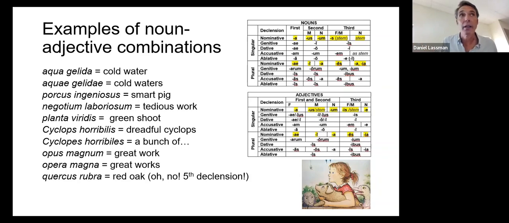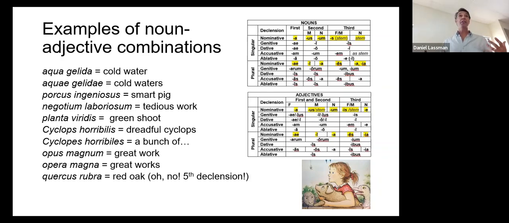And finally, just when it was starting to get clear, there's quercus rubra. Quercus looks pretty straightforwardly second declension masculine, but it's actually in the fifth declension, which is not on that chart. There are five declensions, not three. And so quercus, like all other trees, here's a good takeaway: all other trees except one around here are feminine, even though they end in US. So quercus is modified by the word rubra, which ends in A, like a feminine.